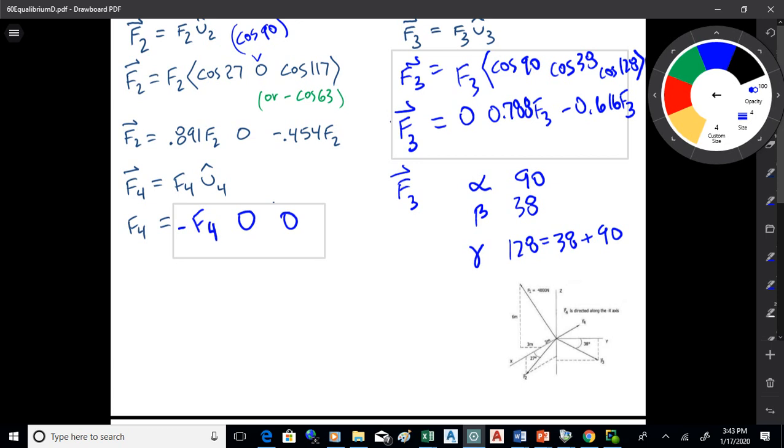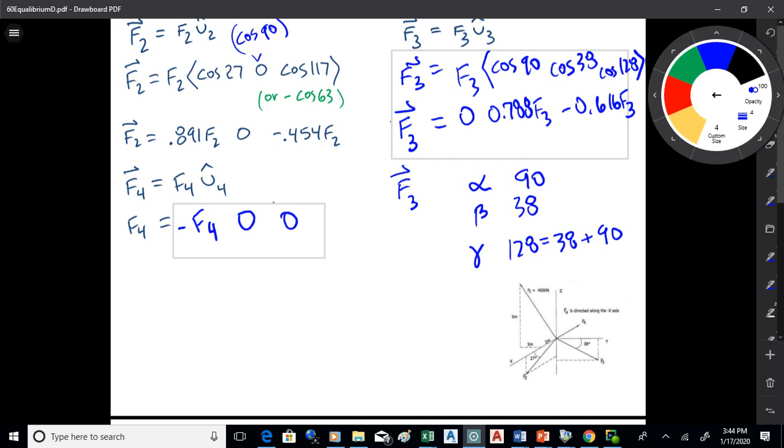So it's negative cosine of 0, right? Called negative 1, 0, 0, if you wanted to. Yeah, you could do that unit vector thing. So it'd be F4 times cosine 180, cosine 90, cosine 90 is actually what it would be. Oh, yeah. Thank you. All right.